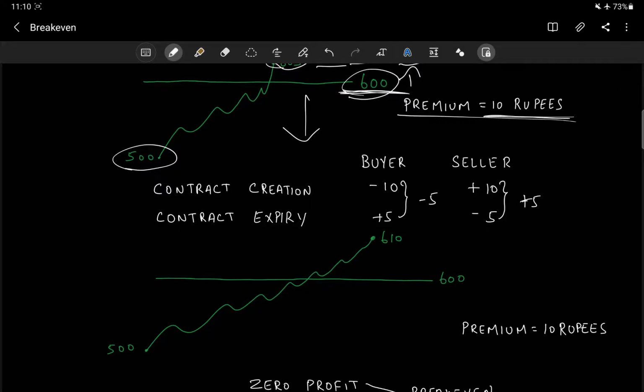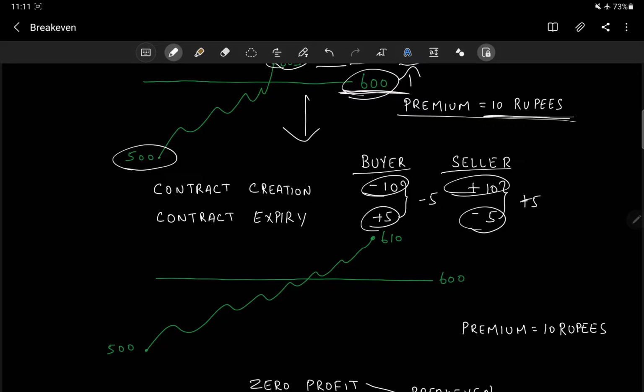No. We also need to consider the exchange of money that happened when the contract was created. So when the contract was created, the option buyer paid 10 rupees to the option seller. So the buyer had a debit of 10 rupees and the seller had a credit of 10 rupees. On the date of expiry, if the price expired at 605, the seller would pay the option buyer 5 rupees. The buyer would have a credit of 5 rupees and the seller would have a debit of 5 rupees.